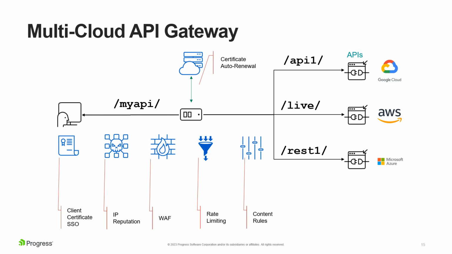So things we can do there, if it's an authentication, we can do certificate-based authentication there. So again, from an API point of view, that's often a better way of doing the authentication. We can do the IP reputation bit. We can do the WAF, because it can apply as well to APIs. We can do rate limiting, which in an API context can be very useful. And then we can use content rules to control access.